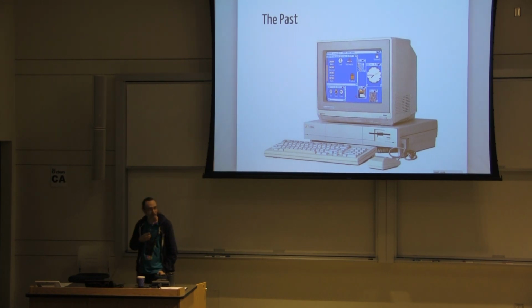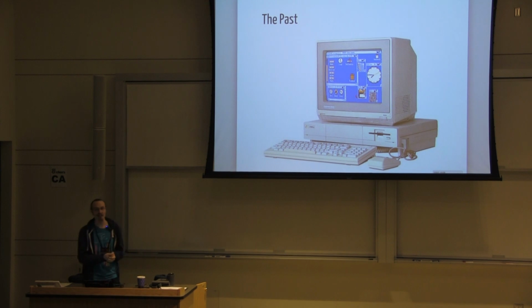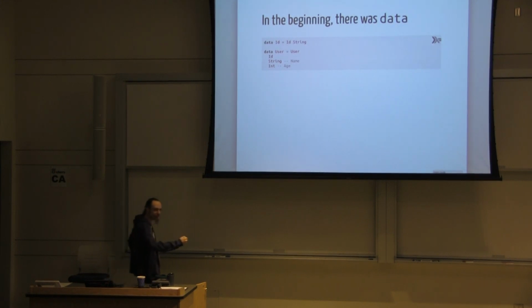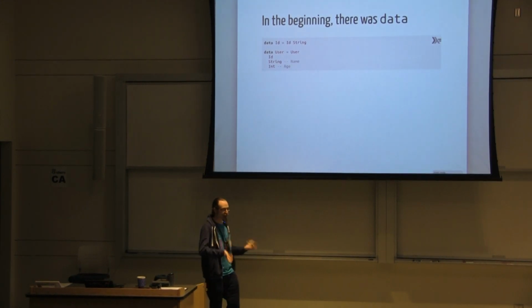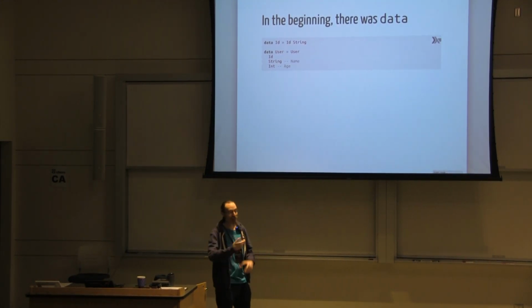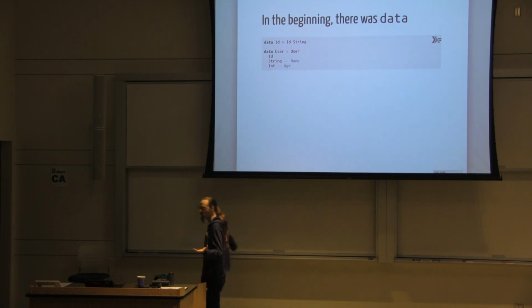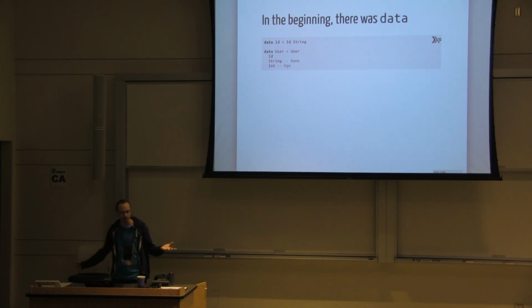Why exactly are the records as they are right now? In the beginning, there was only data. There was no notion of record fields. Instead, you only had positional arguments. So it was basically a named tuple, more or less, nothing more.